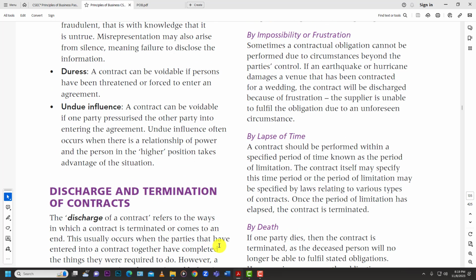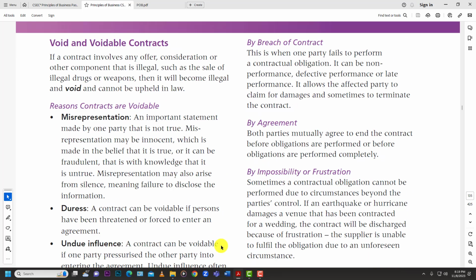So that's by performance. Then we have by breach of contract. This means that one party failed to hold up their end of the bargain. One party fails to perform their contractual obligation. So the contract is terminated. It was not performed. And so that's the breach of contract. So this is when one party fails to perform a contractual obligation.